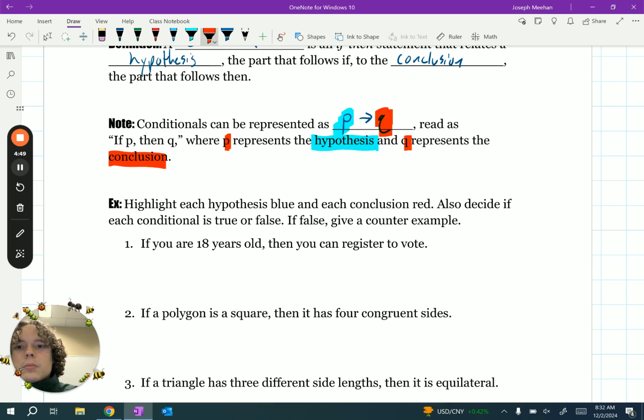There we go. Oh. Almost. What am I missing? That should be blue. There we go. All right.